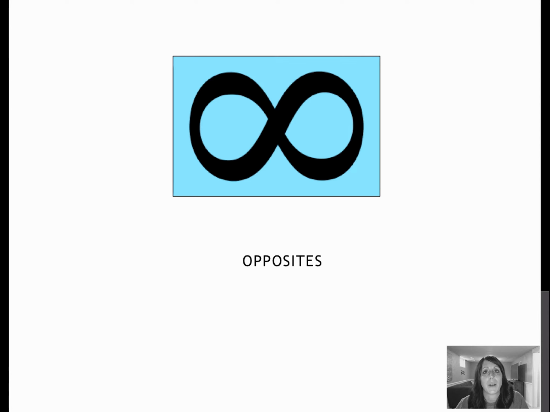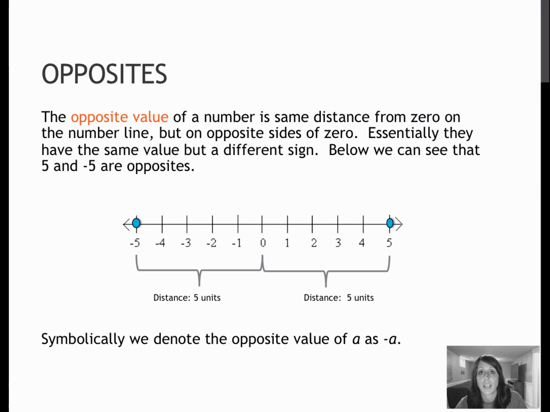We just learned about absolute value, and this lesson is about opposites, and quite often we use the opposite in conjunction with the absolute value. So the opposite value is simply the same value with the opposite sign. We would denote that with just a negative in front.